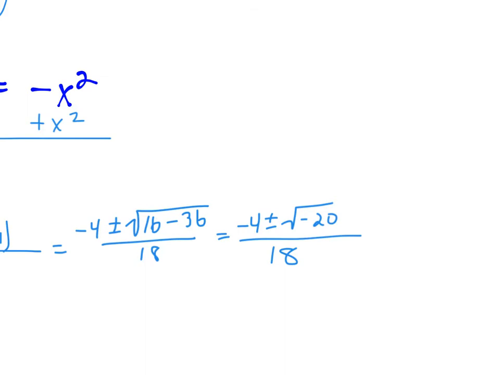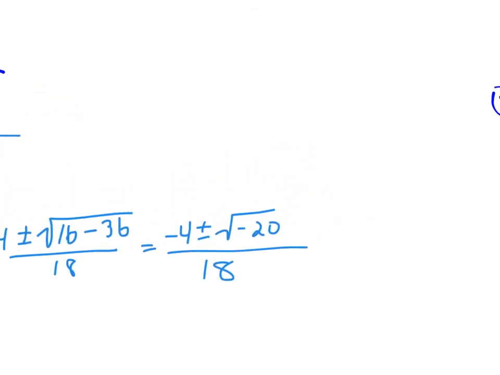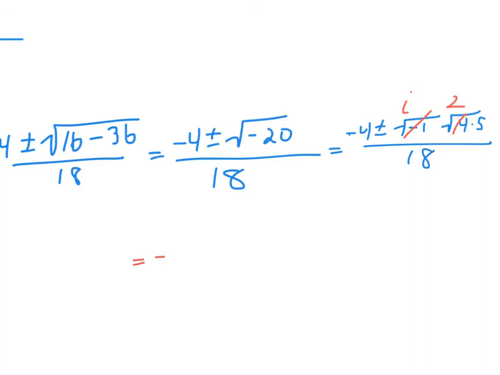But we have to think now. Can I break down 20? Yes. What does 20 break down into? 4 and 5. Look. Negative 1 and then 4 times 5. You don't have to write it out like this, but you're going to have to simplify, so make sure you're paying attention. Square root of negative 1 becomes our imaginary. What's the square root of 4? 2. So this really looks like this. Negative 4 plus or minus 2i root 5 over 18.